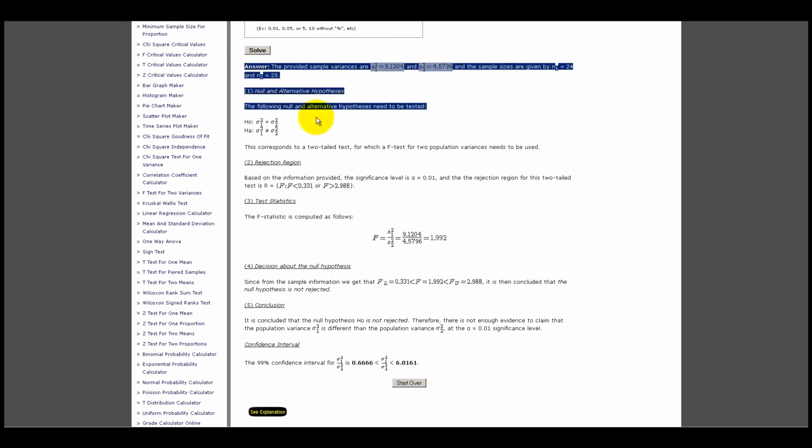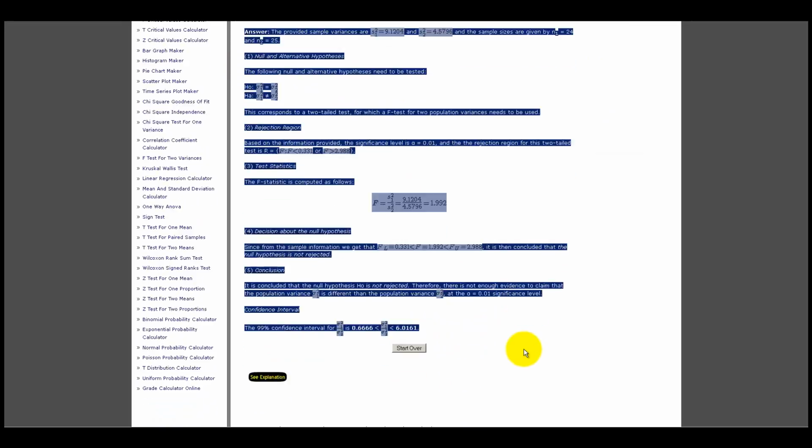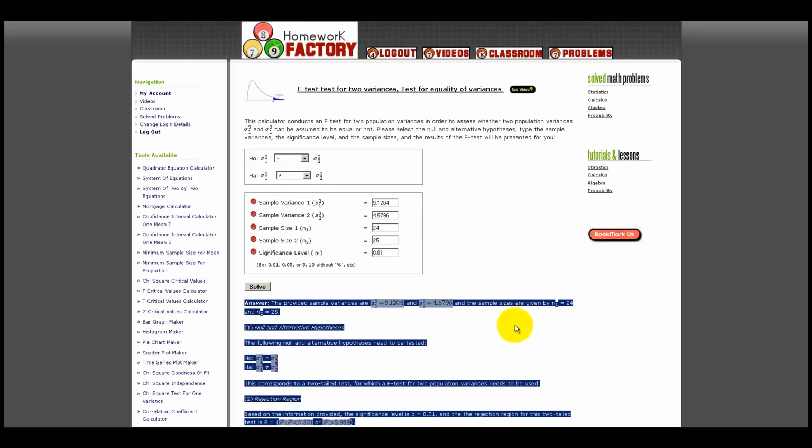And as usual, you can take this information, copy it, and then paste it on whatever word processing software you're using.